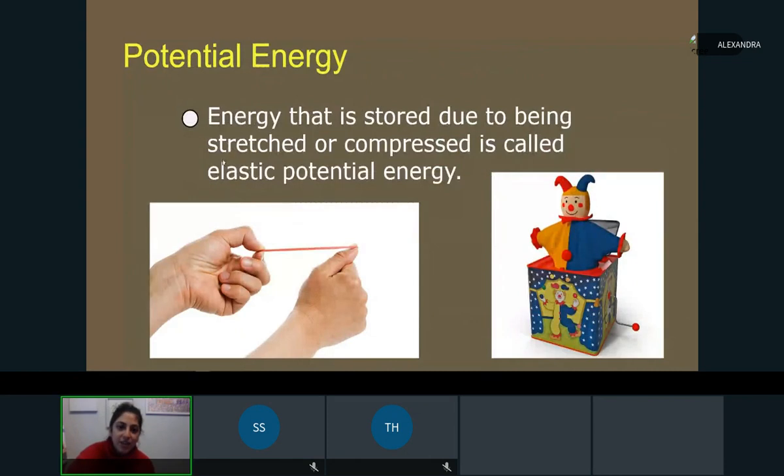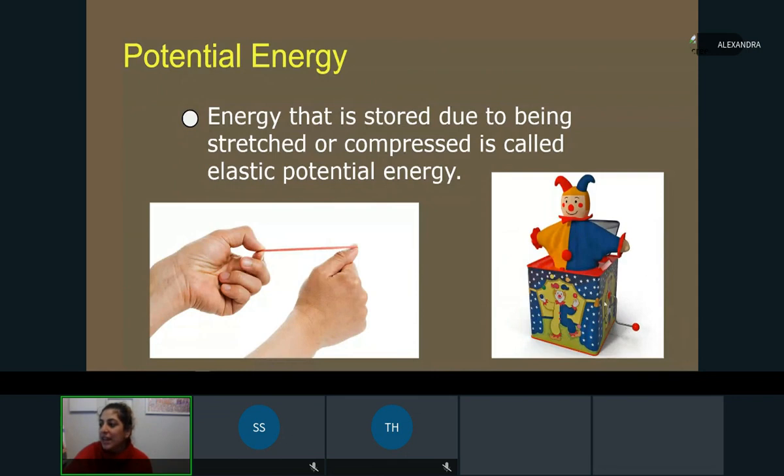We also have energy stored due to being stretched or compressed. It's called elastic potential energy. I was just using that example of pulling that bow back. It's elastic, right? Compressing is a spring. Like this rubber band, if you're stretching it out, you're creating elastic potential energy by stretching it.